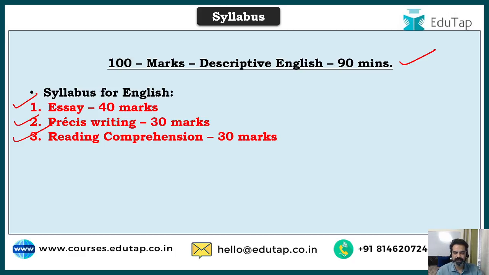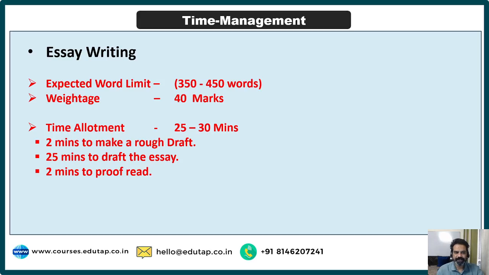So this is the syllabus of your paper, guys. 90 minutes for 100 marks. You have to write these 3 questions: one essay, you have to make one précis, and then you have to write reading comprehension answers. So look at the strategy very, very carefully. So how should we divide our 90 minutes? Right. So first, let's say you start writing your essay first, because this is the biggest chunk, the biggest block of the paper.